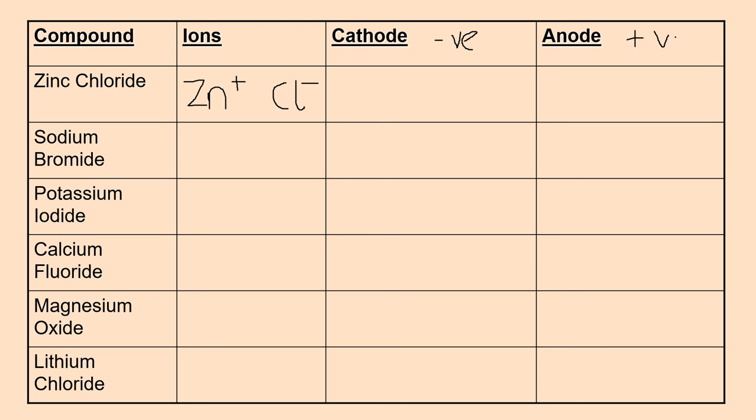Now if our electrode is negative, it's going to attract the positive cations. So our zinc will be attracted here. And if we have a positive electrode, it's going to attract the negatively charged anions. So our chloride will be attracted here. Have a go at filling in the rest of the table.